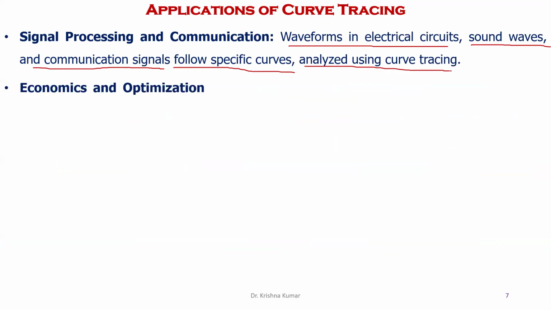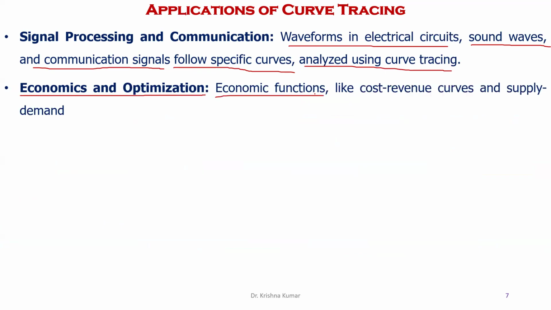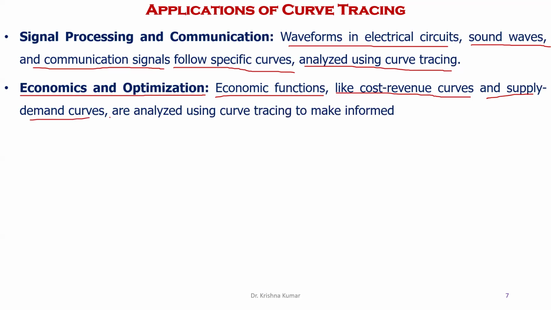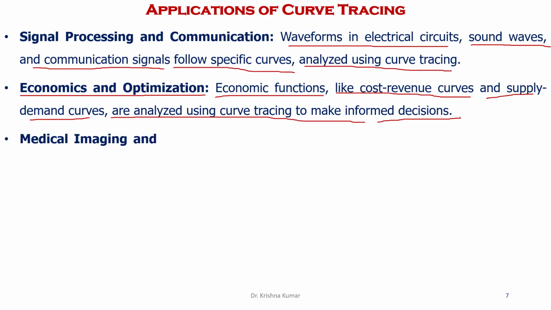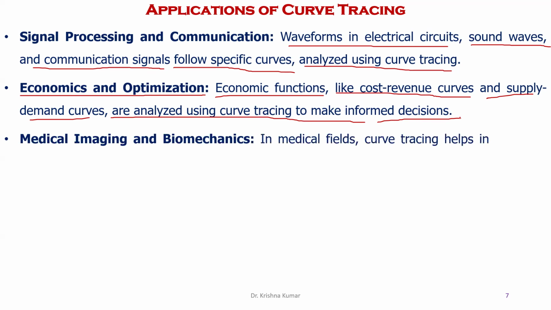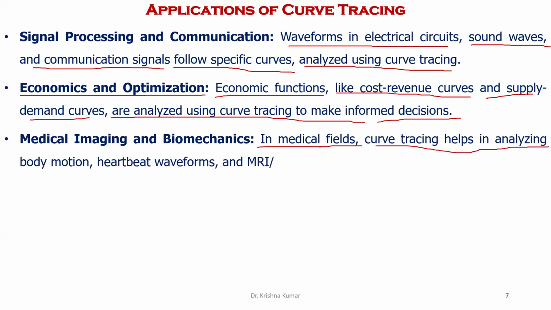The seventh application is in economics and optimization. Economic functions like cost revenue curves and supply demand curves are analyzed using curve tracing to make informed decisions. The eighth application is in medical imaging and biomechanics. In medical fields, curve tracing helps in analyzing body motion, heartbeat waveforms, and MRI or CT scan data.